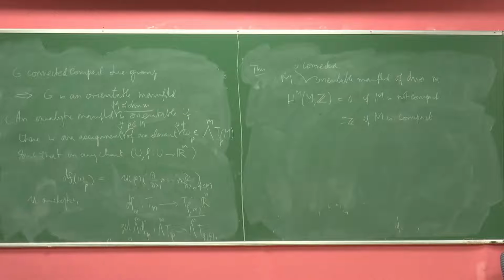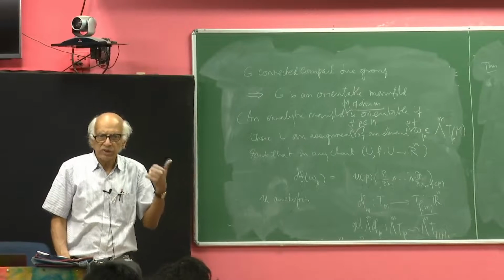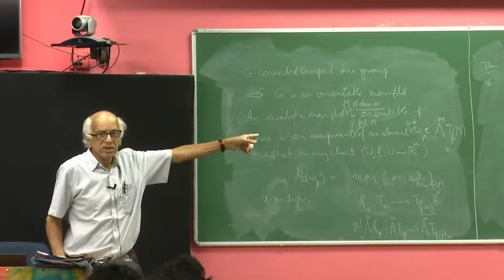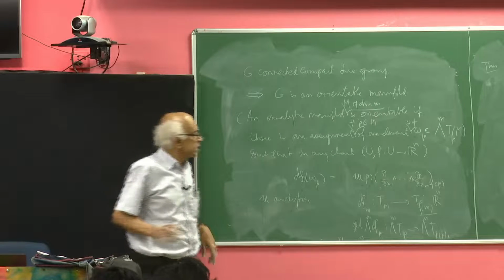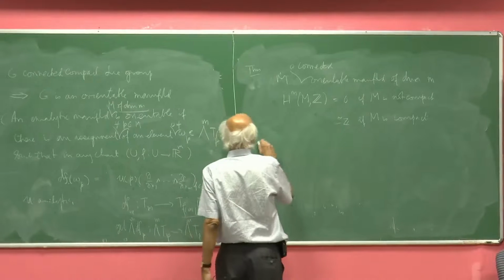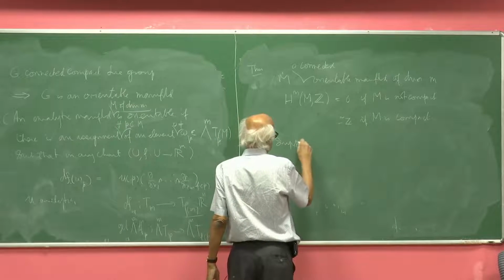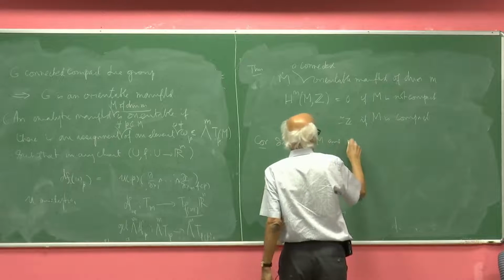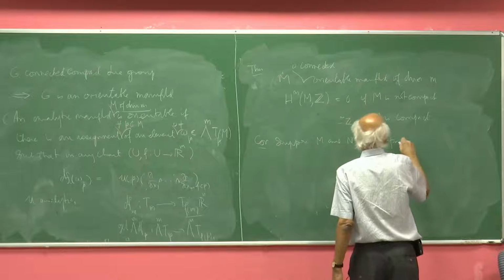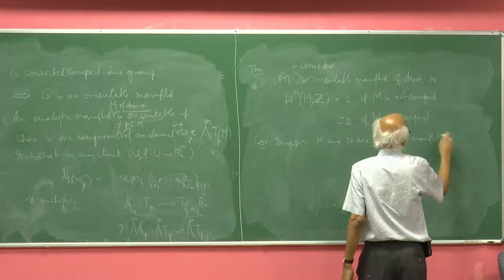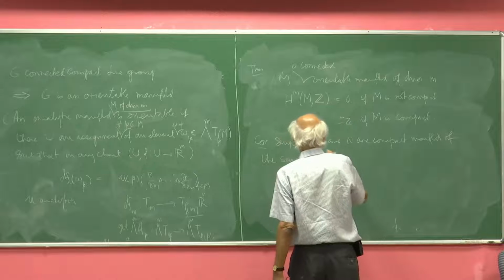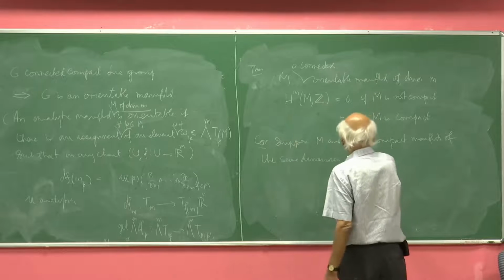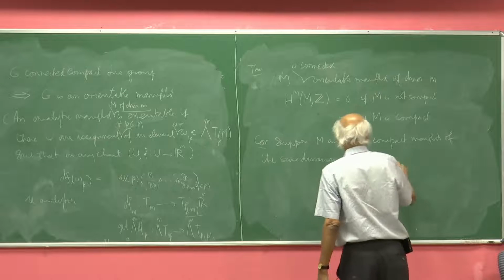This is a basic result about topological manifolds. For an orientable manifold, take the top dimension, the dimension m. Then Hm with coefficients Z is Z if the manifold is compact, and it is 0 if the manifold is not compact. An immediate consequence: suppose M and N are compact manifolds of the same dimension, and f from M to N is a continuous map.